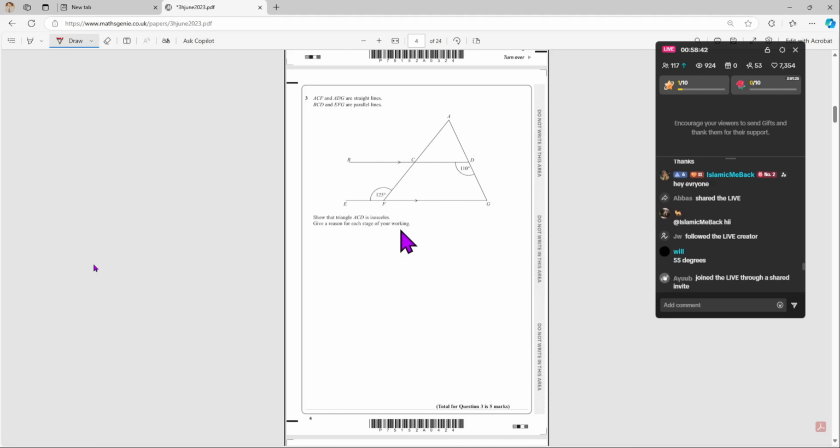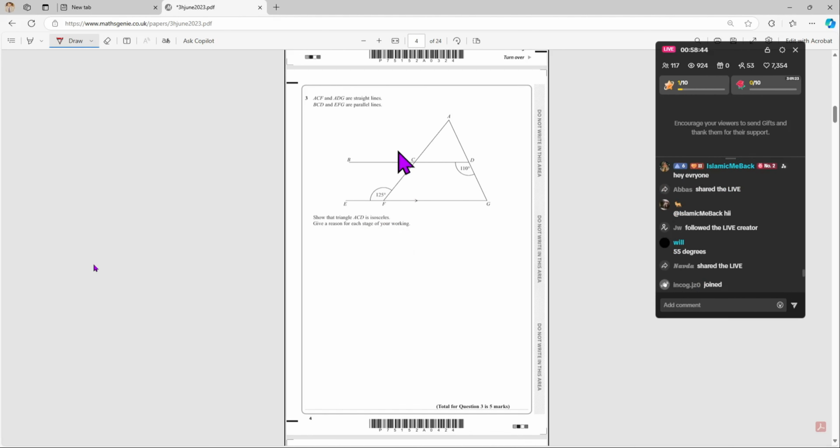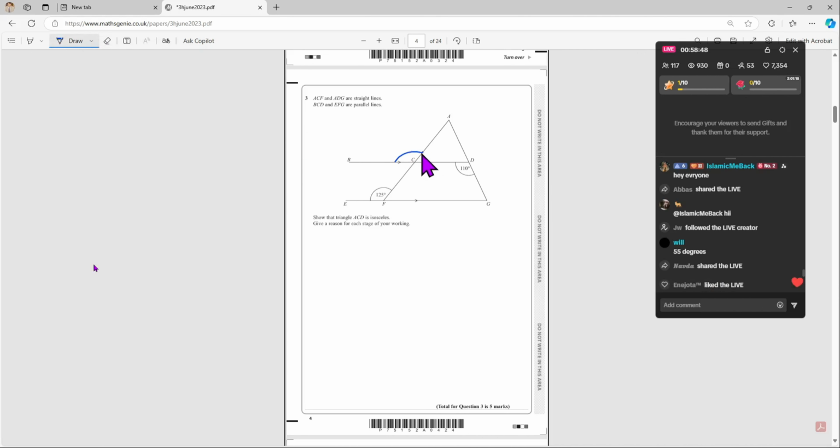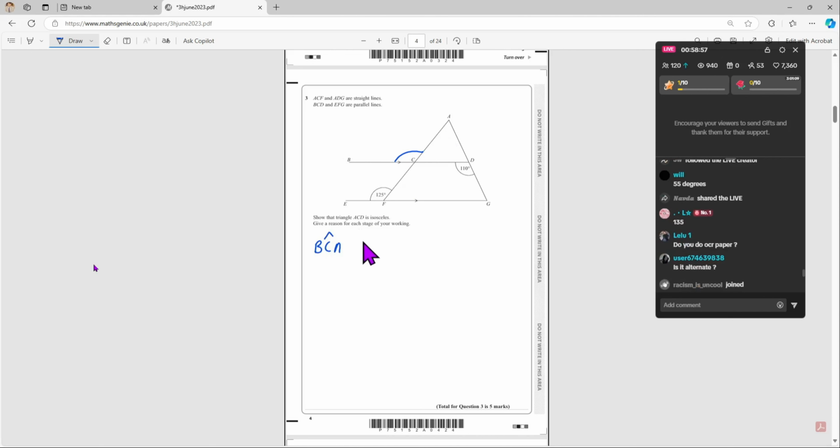So, first of all, we can work out this angle right here. So this angle is angle BCA. So BCA is what, guys? In the chat, tell me, what is this angle? I'll give you a clue. It's corresponding angle. So BCA is 125 degrees. So well done, because they are corresponding. So I'm going to write that, corresponding.